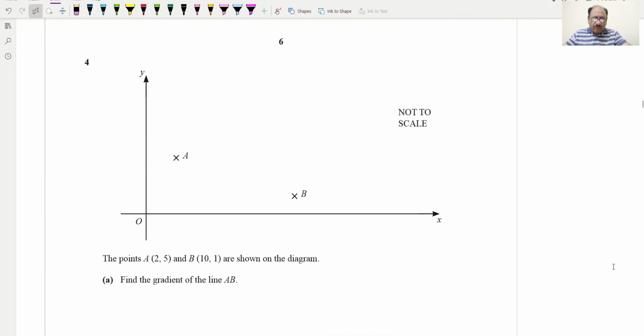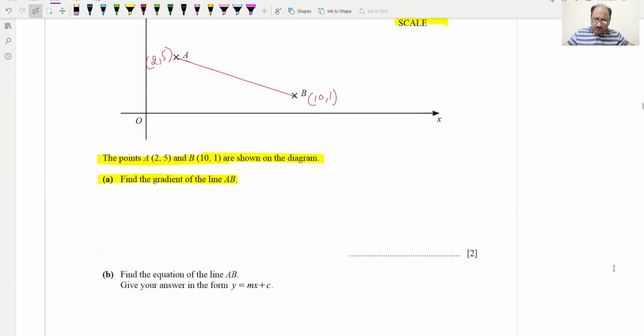Next is question number 4. The drawing is provided, which is not to scale. The points A and B are shown in the diagram. Find the gradient of AB. Now we can write the coordinates of A. Coordinates of A are 2 and 5, and the coordinates of B are 10 and 1. Now we can find the gradient of the line. Before that, we will join the points A and B, and we will get the gradient.